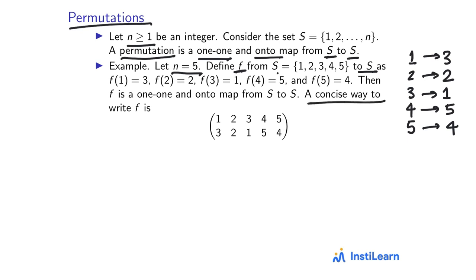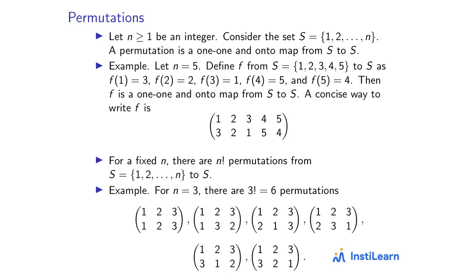A concise way to write this function is, in the first row, you write all the numbers 1 2 3 4 5 in that order, and in the second row you write where these elements are being mapped to. So 1 is being mapped to 3, so below 1 you write 3. 2 is being mapped to 2 itself, so below 2 you write 2. 3 is mapping to 1, so below 3 you write 1, then 4 to 5 and then 5 to 4. So we can write a permutation like that.